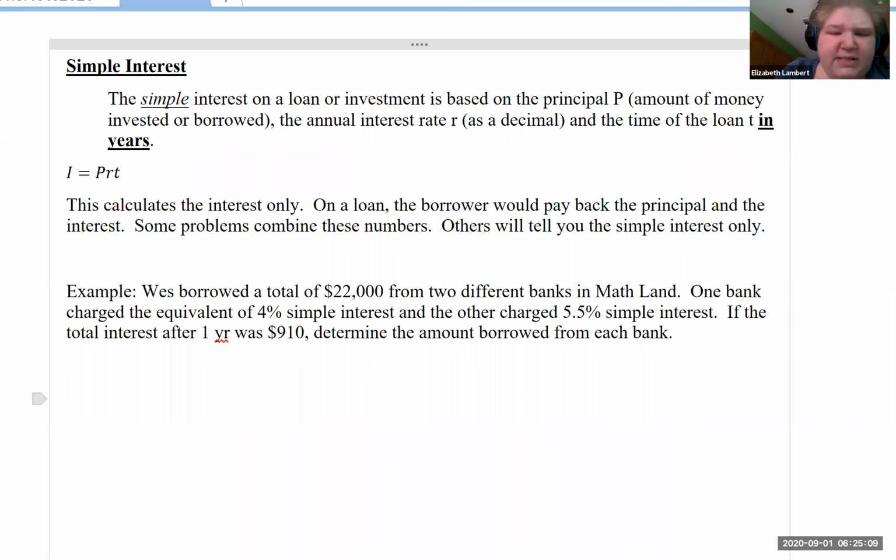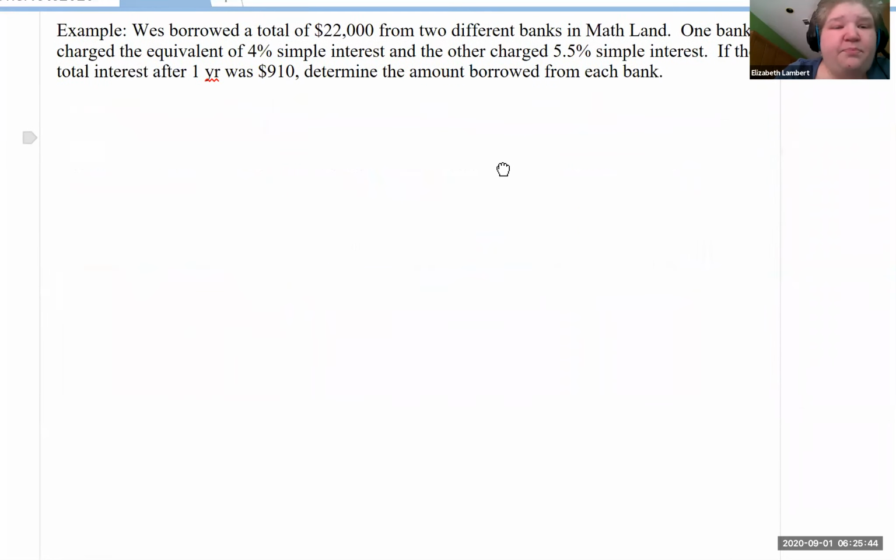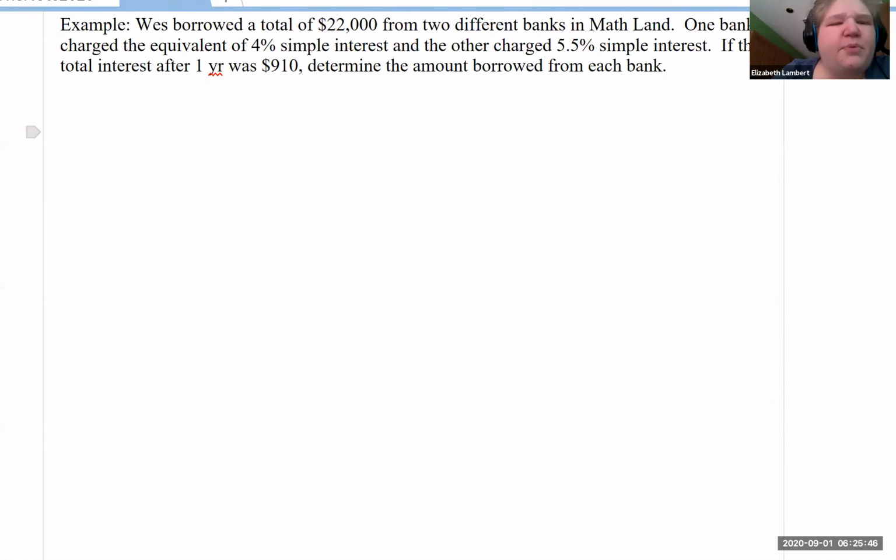All right, but Wes in Mathland borrowed a total of 22,000 from 2 different banks in Mathland. One bank charged the equivalent of 4% simple interest, and the other charged 5.5% simple interest. When I copied this, they didn't originally have simple twice, but I put it in there because to me that was an editor typo. If the total interest after 1 year was $910, determine the amount borrowed from each bank. So I ripped this from the book. So if the numbers don't work, we're going to blame the book, but they should work. That's why I ripped them from the book.